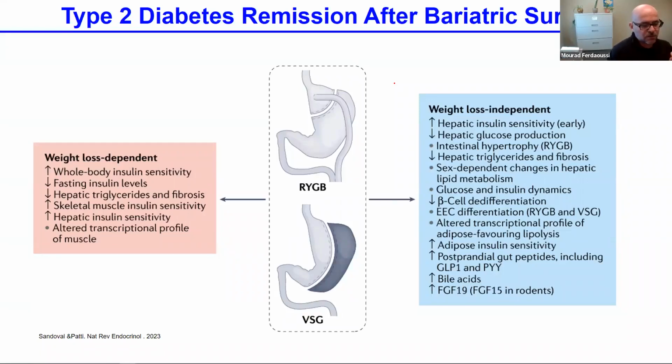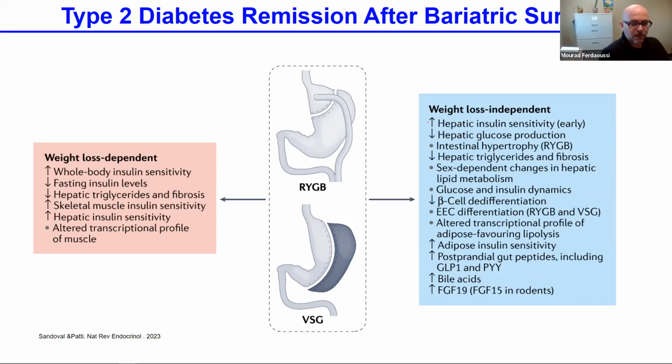But what is really clear from the different clinical studies is that the remission of diabetes is independent of weight loss. So it's not because the people have less obesity that their diabetes disappears. Actually, this remission is independent of the weight loss. And there are different hypotheses. Among these hypotheses, one that we discussed today is the increase in the level of GLP-1, this incretin hormone that is secreted by the gut.